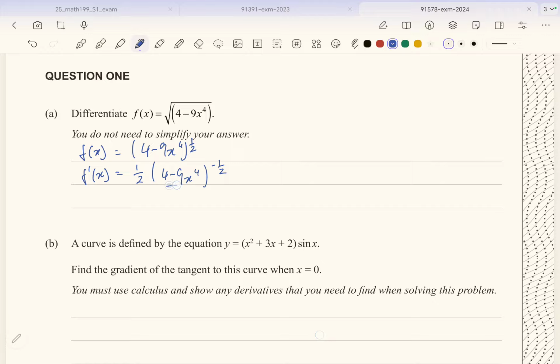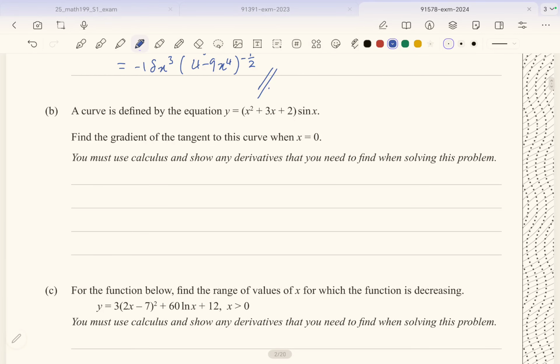But don't forget, we have an inner function too, so we're going to multiply through by negative 4 times 9x cubed. This is our chain rule. Simplifying that down, we get negative 18x cubed times 4 minus 9x to the 4 to the power of negative half. There you go.